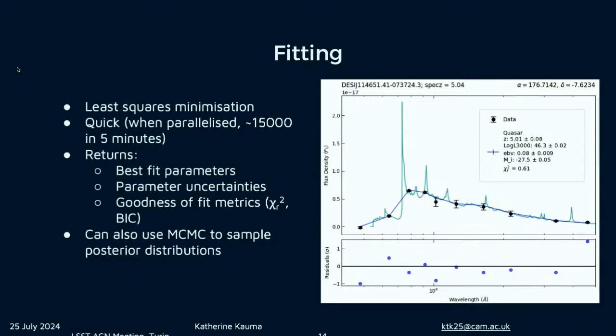And what we get from this are our best fit parameters, parameter uncertainties, and goodness of fit metrics like chi-square and the BIC. Additionally, we can use MCMC to sample posterior distributions for these if we want to, say, look at an interesting object in more detail. So this is an example: spectroscopic redshift 5.04. My photo-z gives us a redshift of 5.01.